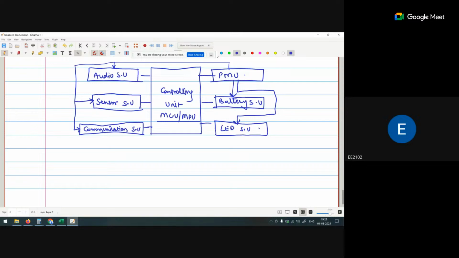The battery unit is also connected with the LED unit, because in your Bluetooth headphone you can see that when your battery is full, your LED will be blue, and when the battery is in drainage mode, for example around 10%, automatically the light color will change from blue to red. So the battery subsystem is also connected with the LED. These units are all interrelated to each other.